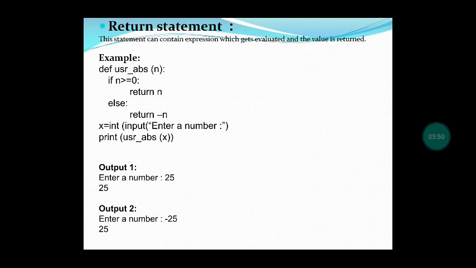Next output, we are giving the input as minus 25. So the n value is minus 25. So minus 25 greater than or equal to 0, that is false. So the answer will be 25. 25 will be printed. Okay.